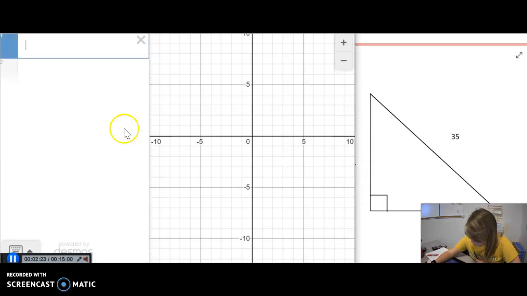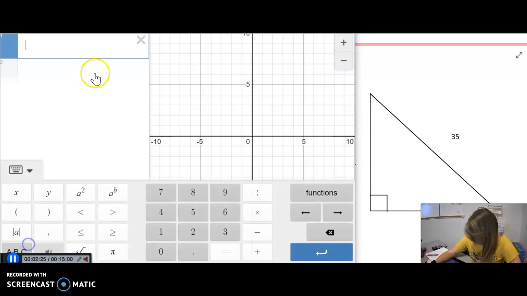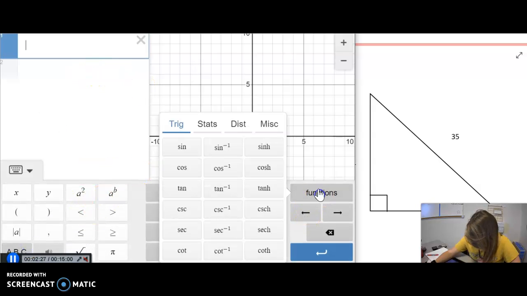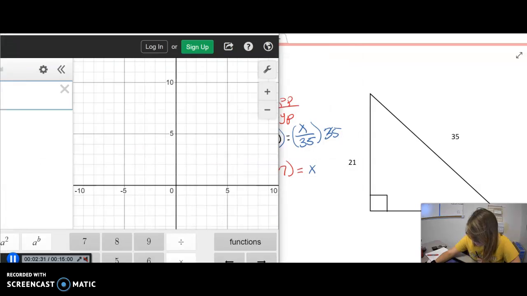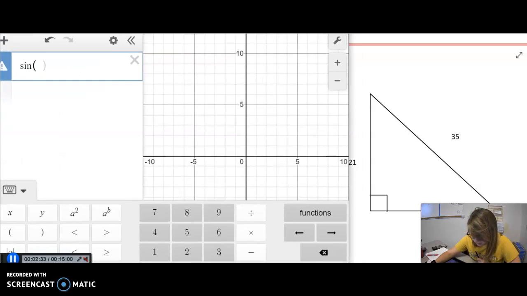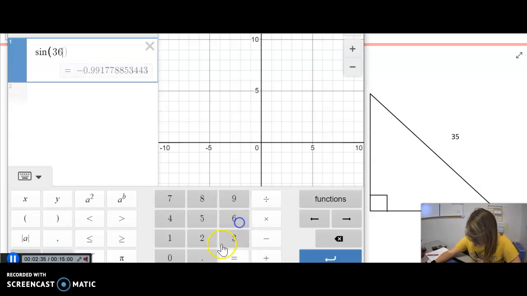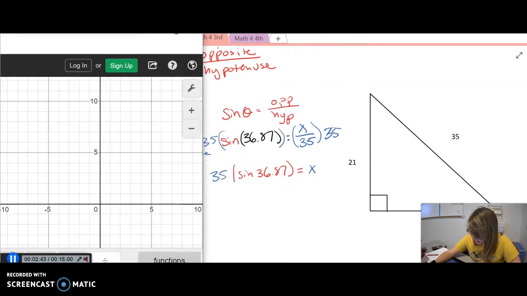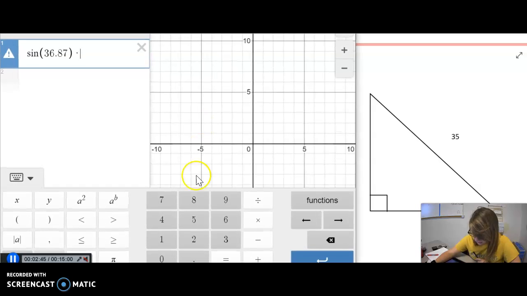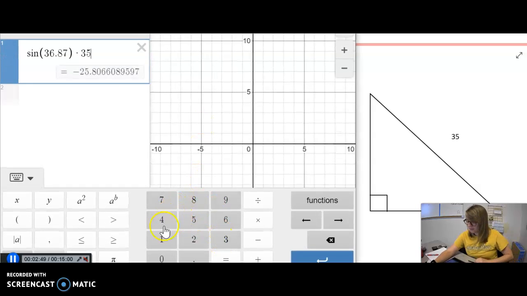So we have functions, sine of theta, which was 36.87. And then we're going to multiply that by 35. Well, I get a negative number. You're probably thinking, that doesn't work, Miss Smith.